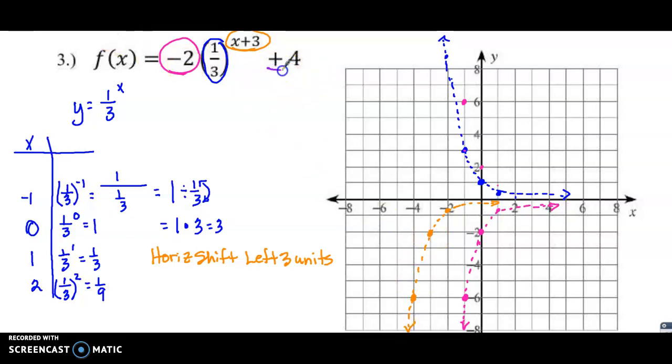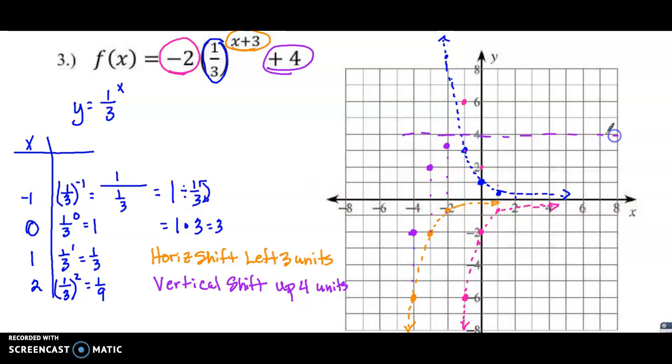Okay, and then the last thing I'll do is my 4, which tells me I have a vertical shift, and we're going to go up 4 units. So from my orange, that's the last one I did, I will move every point 1, 2, 3, 4 units up. This point 1, 2, 3, 4 units up. This point 1, 2, 3, 4 units up. And don't forget that horizontal asymptote also has to move 1, 2, 3, 4 units up.